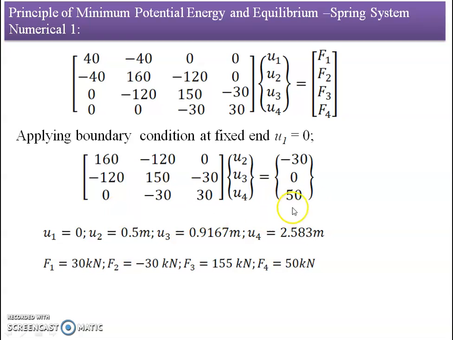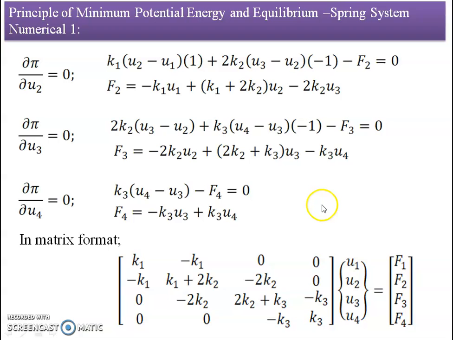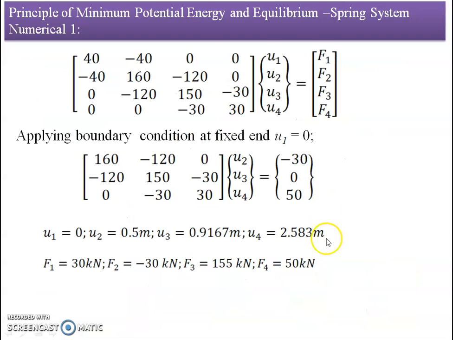Now after solving this by either the Gauss elimination method or the simultaneous equation method, we'll get the displacement values. As we know that u1 is 0, we have one answer already. The other three answers emerge after solving this matrix: u2 equals 0.5, u3 equals 0.9167, and u4 equals 2.583. It should be mm, because the stiffness given to us is in kilonewton per mm. So you consider the values here as mm.